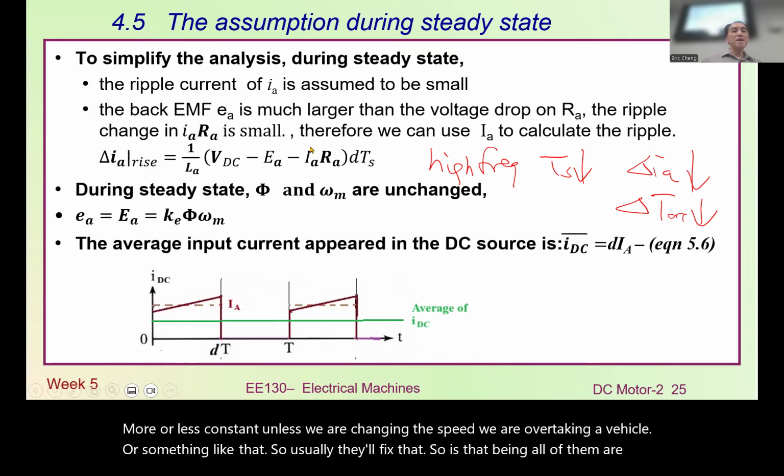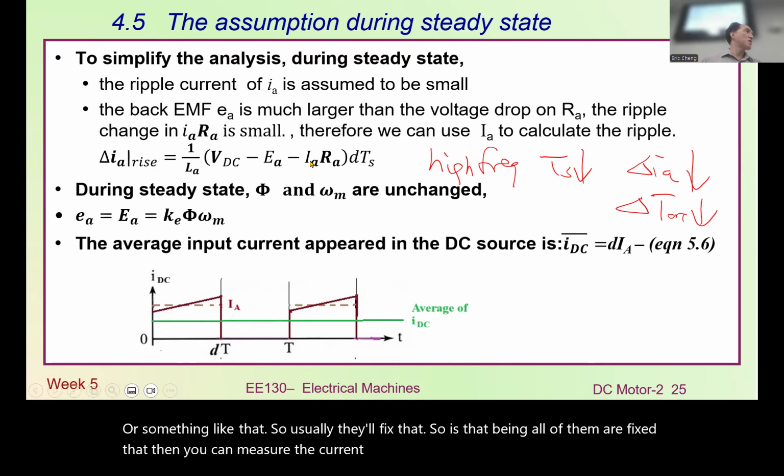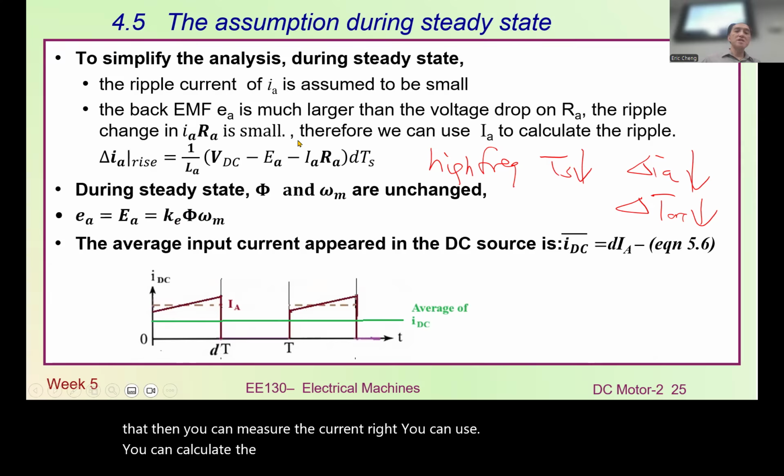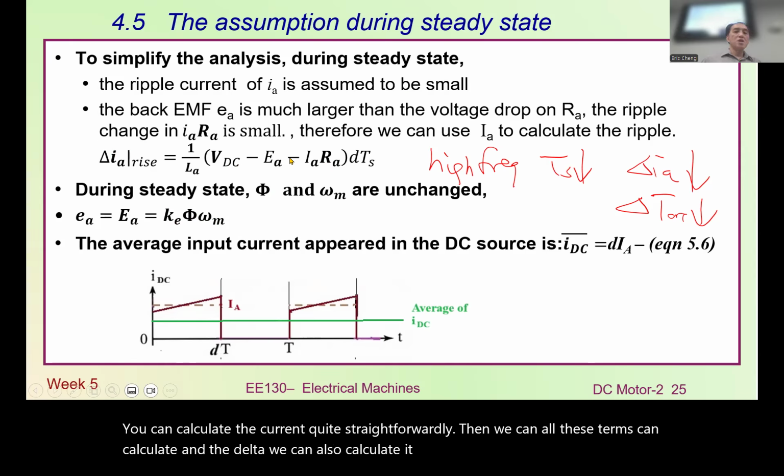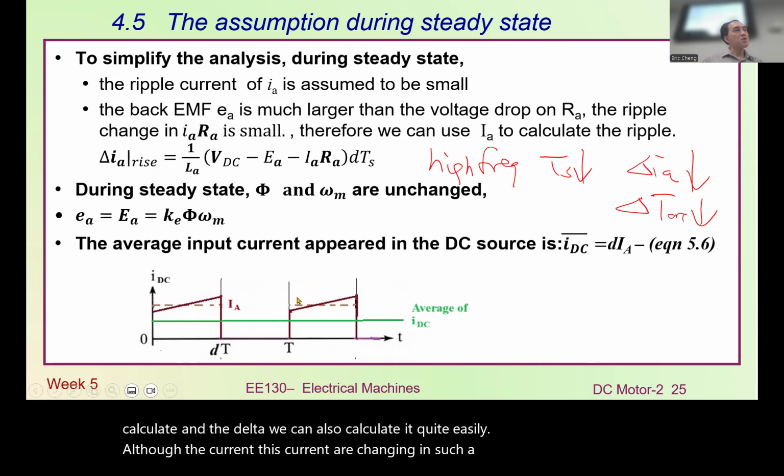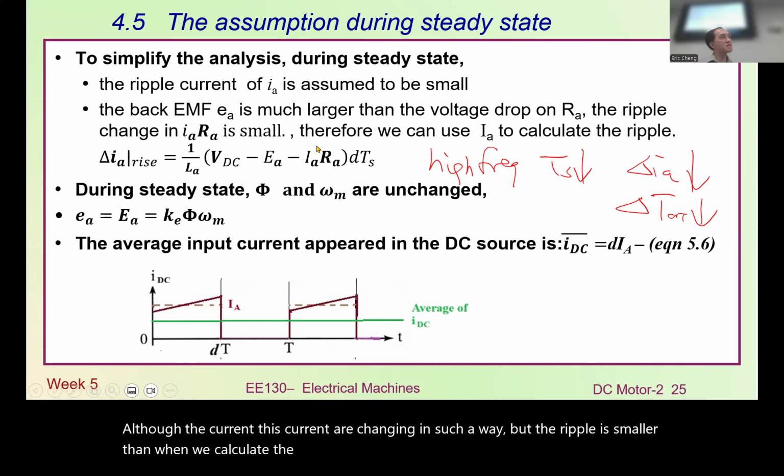Then we can measure the current, right? We can calculate the current quite straightforwardly. All these terms can be calculated, and the delta we can also calculate quite easily. Although the current is changing in such a way, the ripple is small, so when we calculate the voltage drop on the resistor, we are just using a DC current, IA, to calculate. That should be good enough.